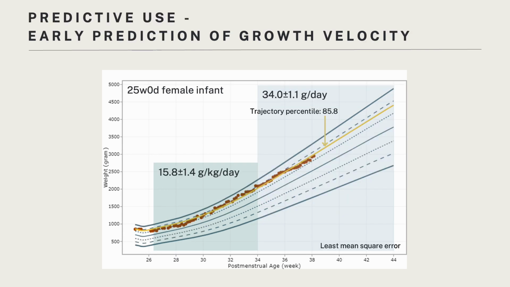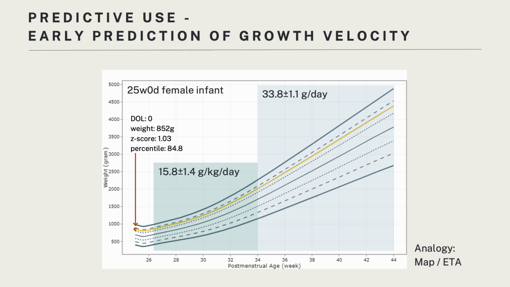Now let's take a look at the predictive use of the growth charts. Using this same case again, the trajectory percentile was 85.8, with a corresponding growth rate of 15.8 grams per kilo per day in the weight acceleration phase and 34 grams per day in the stable weight gain phase. We have already looked at the birth percentile. For this infant, it was 84.8.